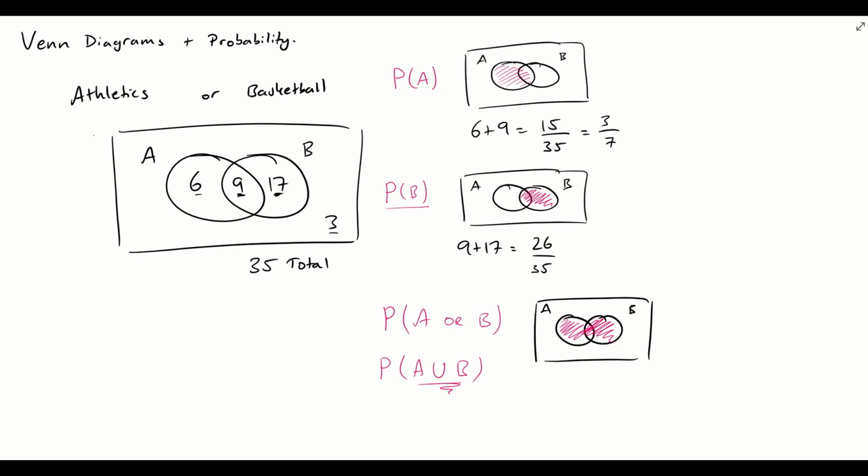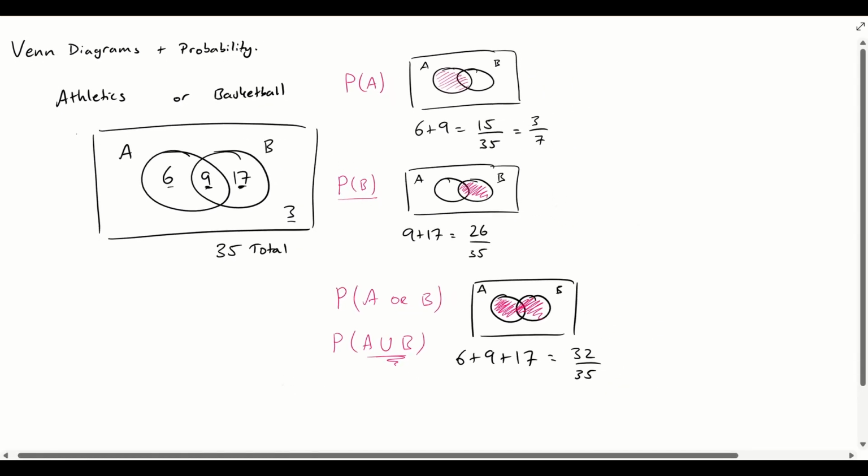So that's this entire bit inside of all of our circles. And well, what is that going to be equal to? It's going to be 6 plus 9 plus 17. So that's going to give us 32 out of 35. So we've got a 32 out of 35 chance that somebody likes at least athletics or basketball or both. And we denote that with A union B.